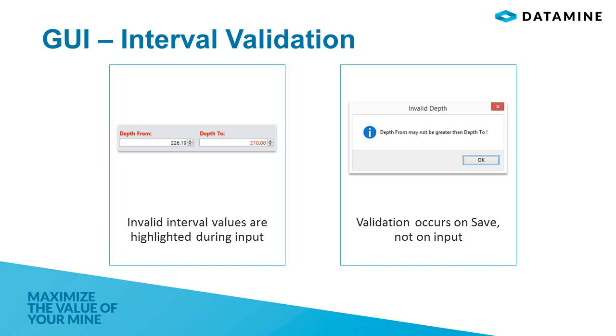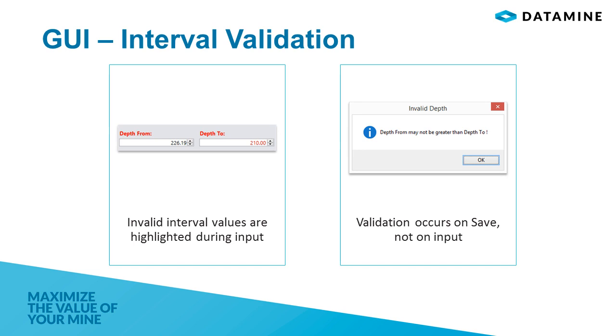And following, again, with the user experience theme, we've changed how the validations occur when you're adding depth data, interval data. So in previous versions, you would enter a depth from and a depth to, and if there was ever an invalid interval or if there were ever any kind of conflicts with other intervals, you were getting validations pretty much as that data was being entered.